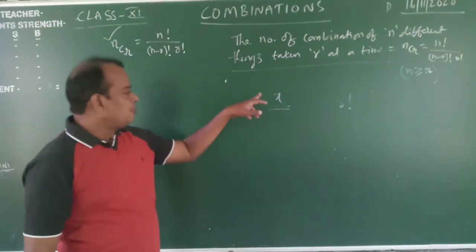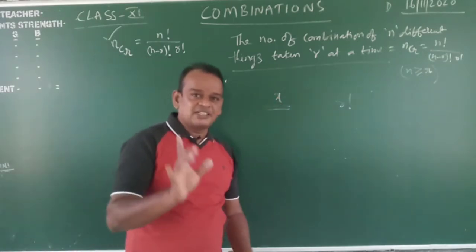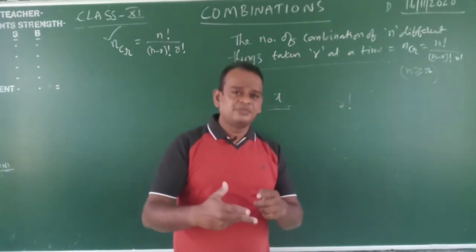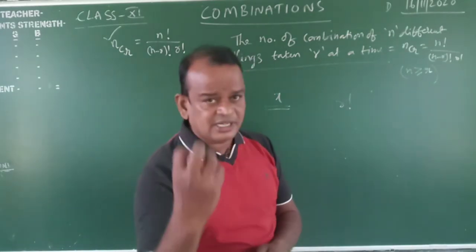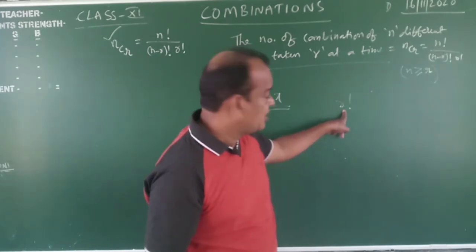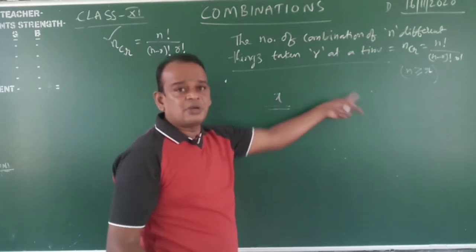The total number of combinations of n different things taken r at a time is x. In every selection, you must select the r elements. Then you arrange those r elements, which gives r factorial. This is selection, this is arrangement. Selection into arrangement is equal to permutation.